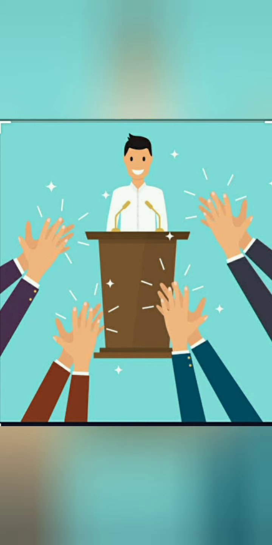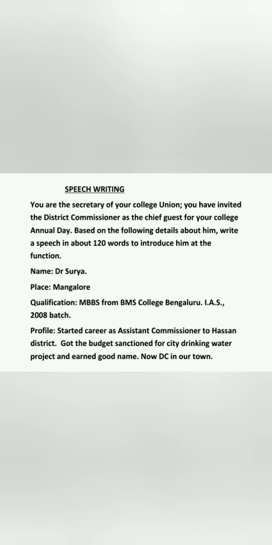In this class, let's see how we can introduce a person, how we can give a speech on a person. Just imagine you have invited a chief guest to your college day function, and you have been given an opportunity to speak about that person. You have all the details of that person: his profile, his educational qualification, his birthplace, his achievements. You know the information about that person, and how you can write a speech on that particular person, that is what we'll discuss today.